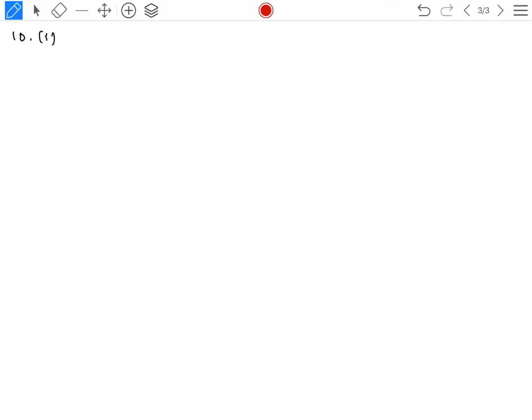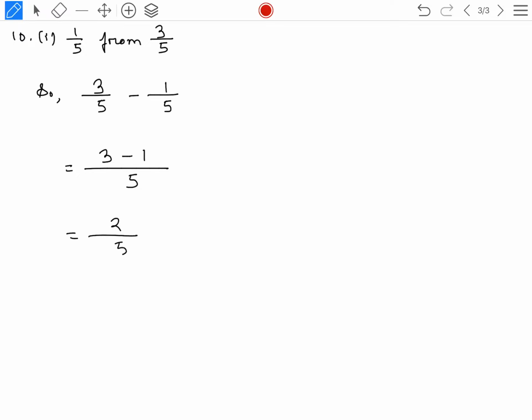It is given: subtract. Look at the first one. It is given 1 by 5 from 3 by 5. That means 3 by 5 minus 1 by 5. The denominators are the same, so this becomes easy. 3 minus 1, so 2 by 5. This is our answer. Understood?